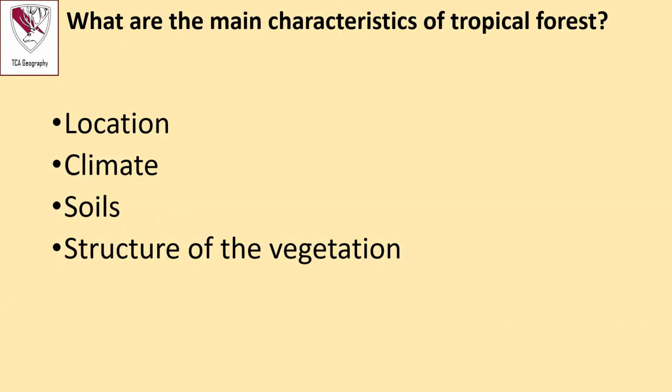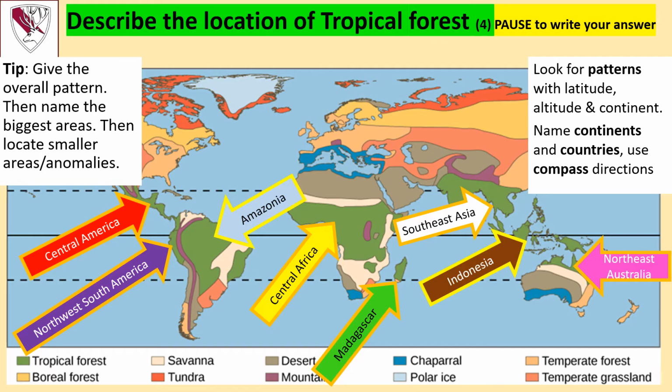Right, the main characteristics we're going to look at are location, climate, soils and structure. So we'll start with location. At the end of last lesson, you did a question like this to practice. Have another go now. So this would be for 4 marks. I have put the tip boxes on for you and I've named the different areas of tropical forest for you on the map. So this should take you about 5 minutes. So pause now.